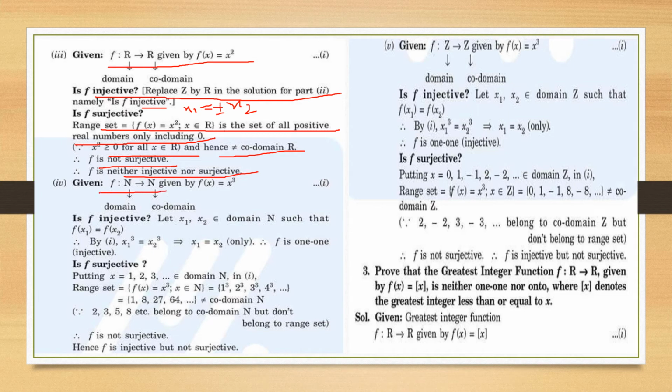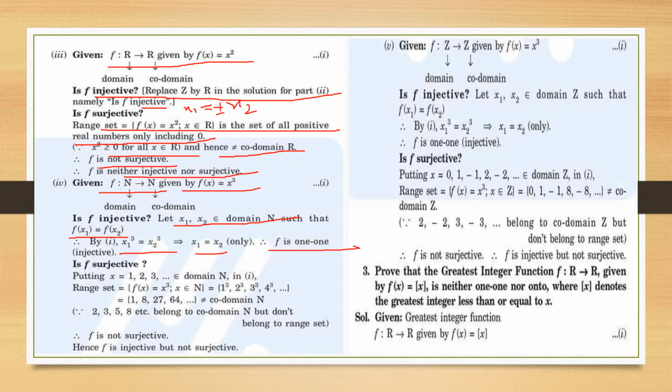Fourth is f mapping from N to N, f(x) = x³. Now injectiveness. Let x1, x2 again belong to the domain. So f(x1) = f(x2), x1³ = x2³, so x1 = x2. Why? Because if the cube of a positive number is equal to another cube, then x1 = x2. If negatives are equal, then the negatives will be equal. So f is clearly 1-1, for natural numbers even, because here we are dealing with natural numbers. So x1³ = x2³ means x1 = x2, right?